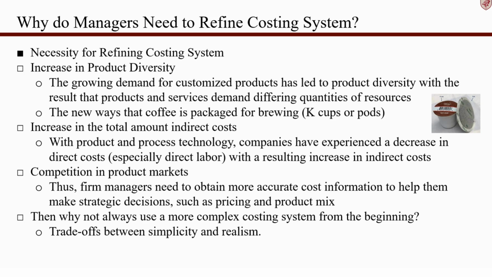Then you may wonder, okay, if a sophisticated costing system is better, then why not just use a complex system from the beginning? Why do we have to start from the volume based single plant wide rate and departmental rates if there is a more sophisticated way to allocate costs? Well, there's always this trade off between simplicity and realism, right?